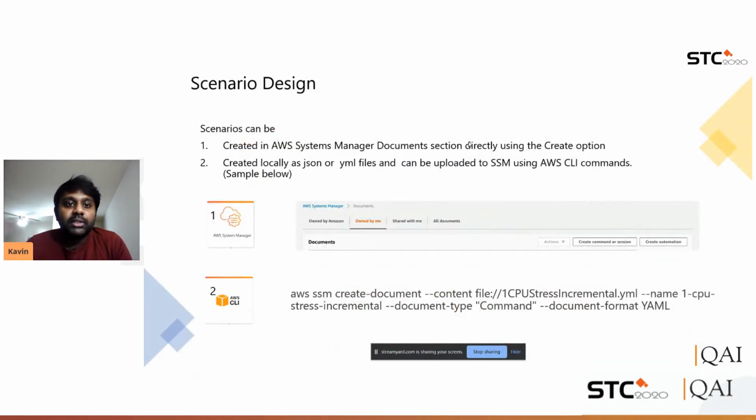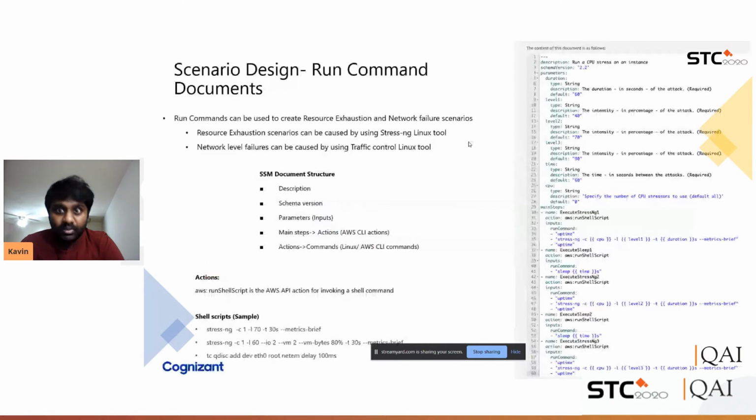So coming to the scenario design. For creating the scenarios, we need to go to the AWS System Manager, and in the left pane we can see a section called Documents. In Documents, we can create a new document where we can write custom code for executing these scenarios. If you can see the screen, this is a simple YAML file which causes a CPU stress in an incremental way on one of the EC2 instances.